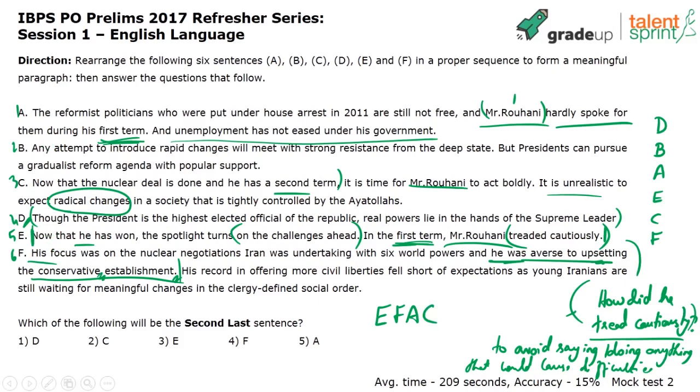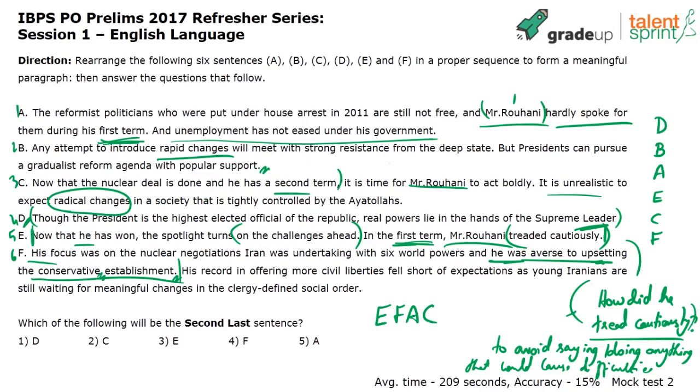Look at D and B. It says, though the president is the highest elected official of the republic, real powers lie in the hands of the supreme leader. Any attempt to introduce rapid changes will meet with strong resistance from the deep state. But presidents can pursue a gradualist reform agenda with popular support. So basically, D and B, right?